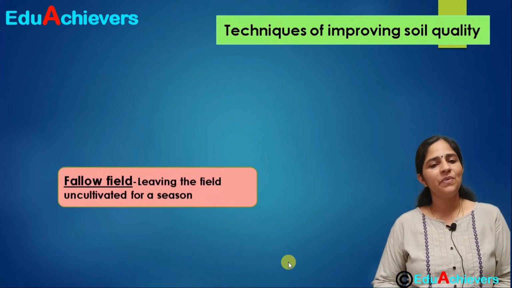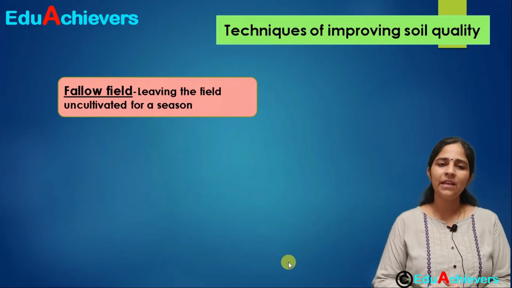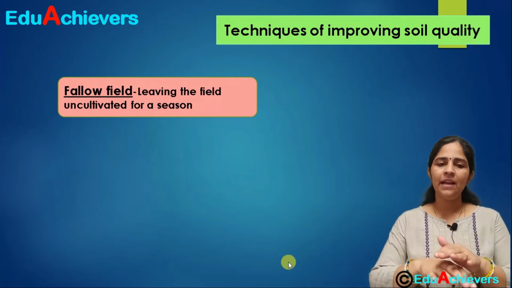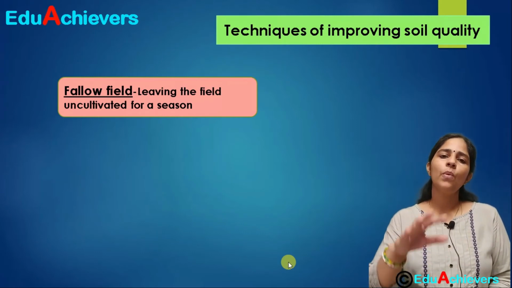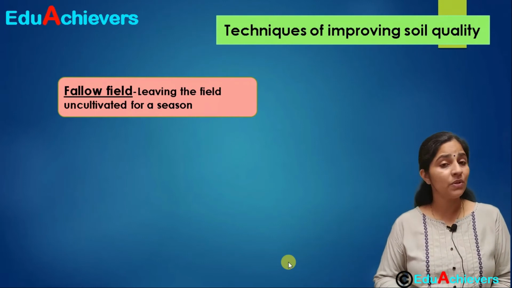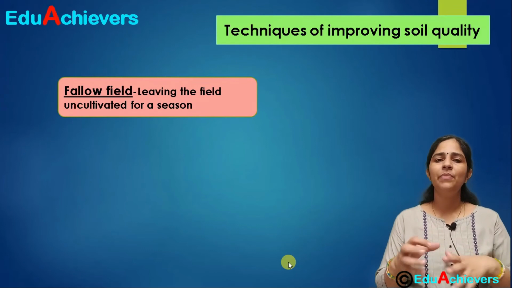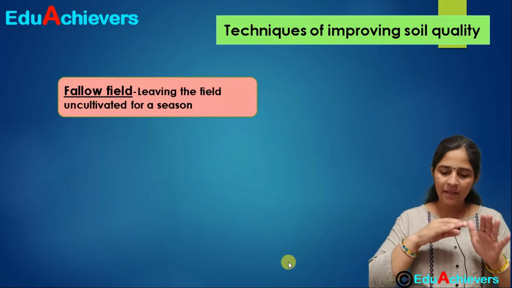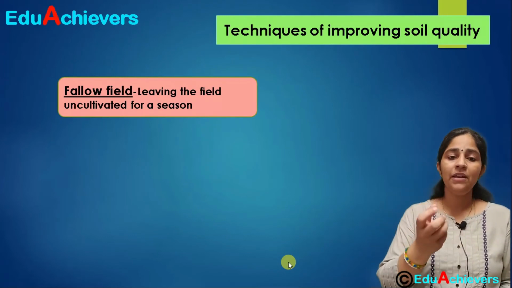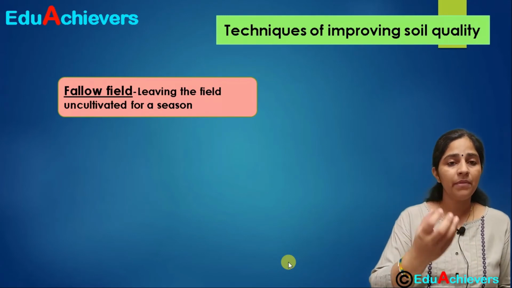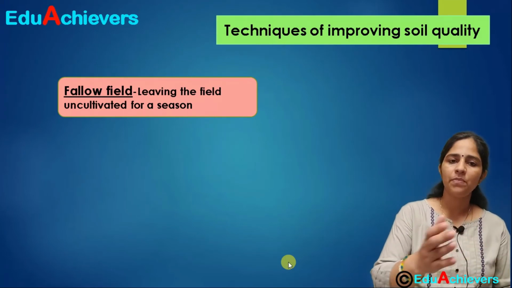There are 3 techniques which we can discuss. The first one is fallow field. In that, the farmer can leave their field vacant or uncultivated for 1 season or 2 seasons. So what will happen? Because no crops are grown in that field, the microbes will break down the manure, and the field will get time to become rich in nutrients again, or become fertile again. So that is one technique. Fallow field can be adopted by farmers.